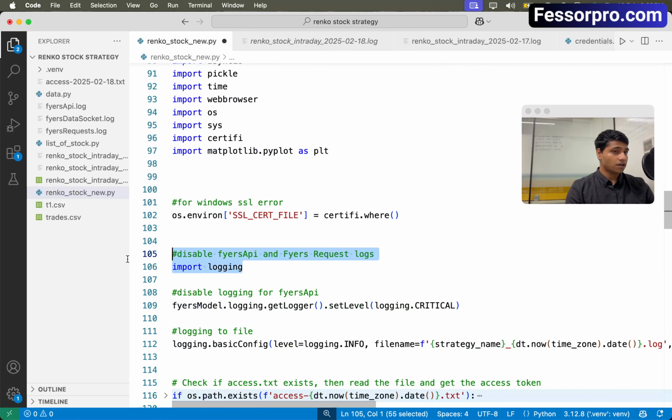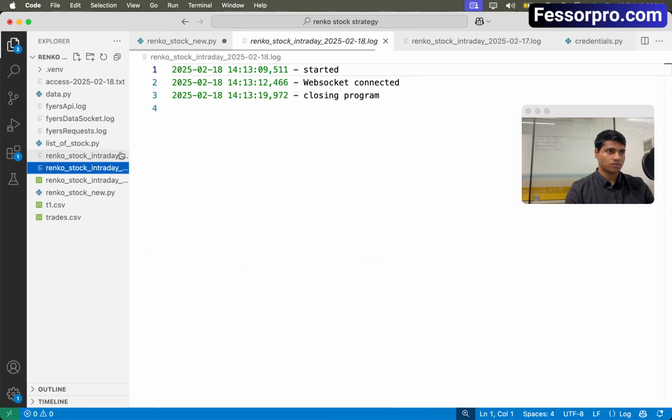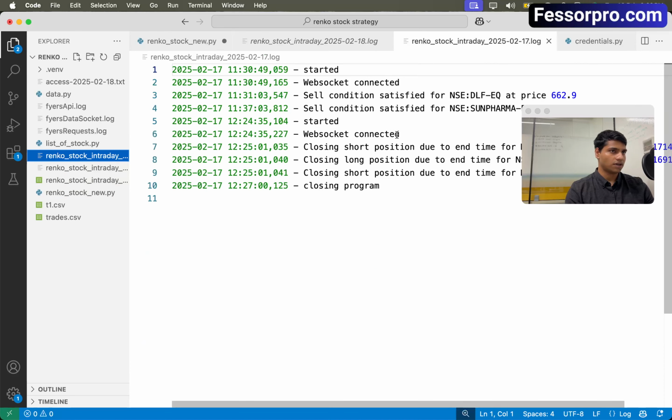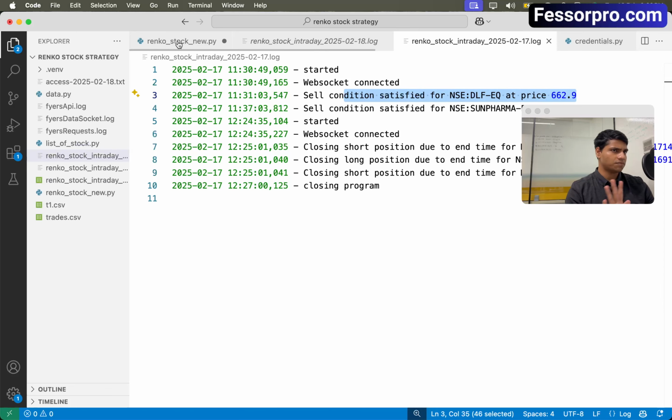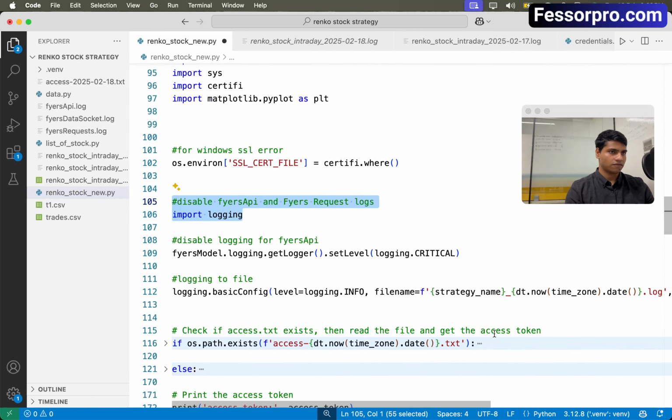Then I'm importing the logging library. Logging library is used to create a log file. Now this is how the log file will look like. I'll just show you. You can see this is how the log file will look like. It will say started, WebSocket connected. If there is a condition satisfied, it will print on which stock it is satisfied and which price we are taking the position. So everything will be specified in the logging file.